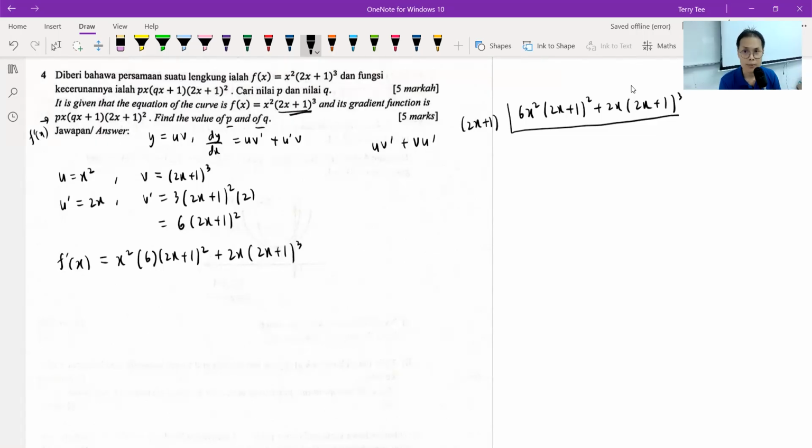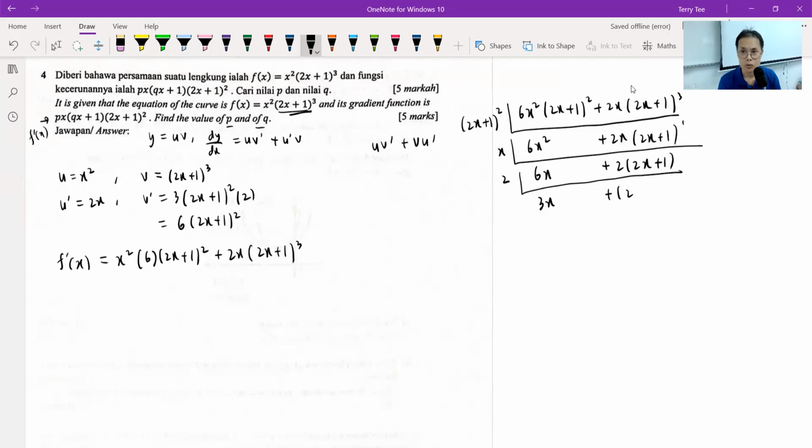I'm going to start off with (2x plus 1) power 2. When you take out the bracket power 2, you're left with 6x squared for the first term. The second one, I'm left with 2x. I still have a bracket, 2x plus 1 with the power 1, since power 3 taken out power 2 is left with power 1. I can still take out x. This will give us 6x, and the x here disappears, left with 2x. And left with 2 and a (2x plus 1). I still can take out a number. The number is 2. Sorry, you get 3x and a (2x plus 1).